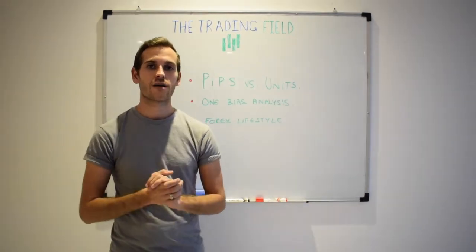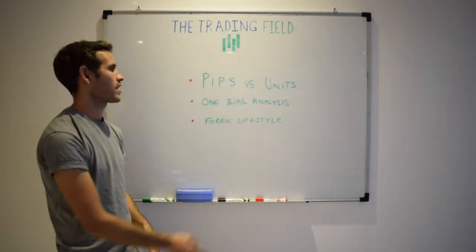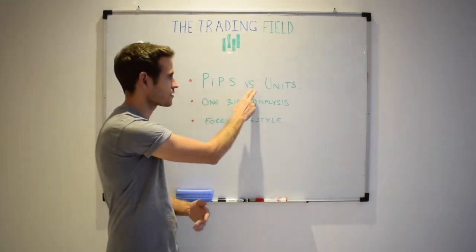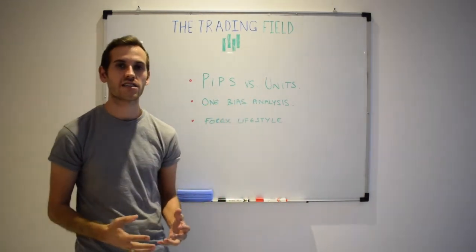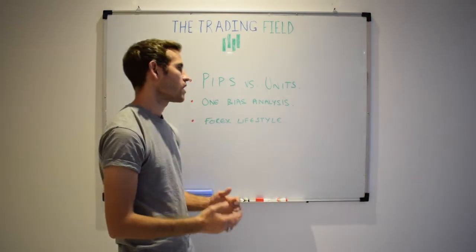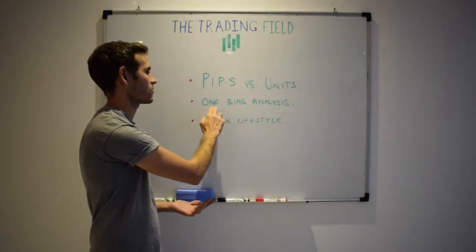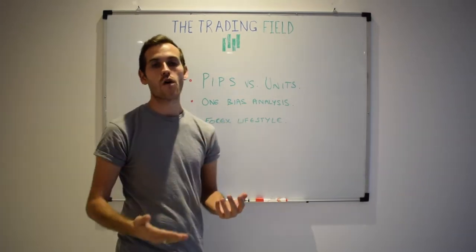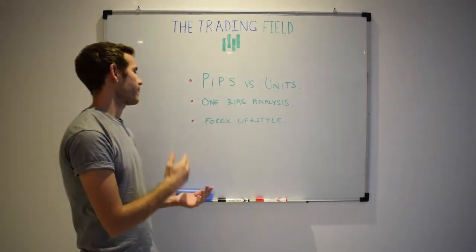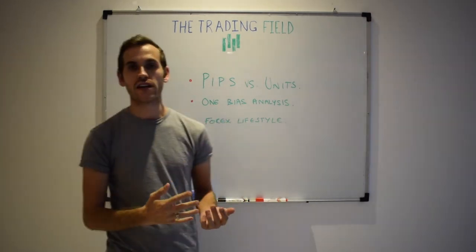So guys, just to summarize, we've covered the aspects of pips versus units and how important risk management is and risk versus reward. We've also looked at the analysis side of things and how important it is to just have and give one bias, okay? And then finally, we've looked at the Forex lifestyle.